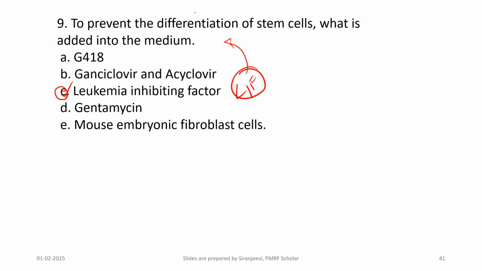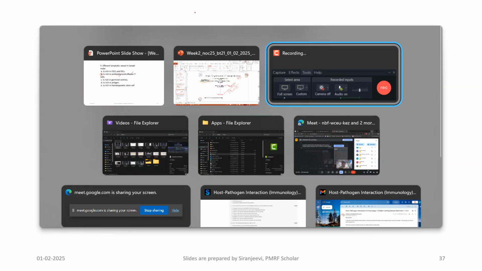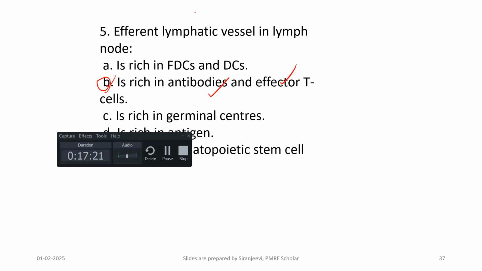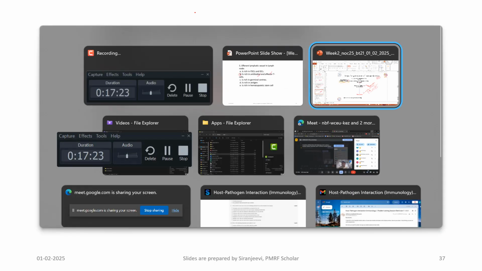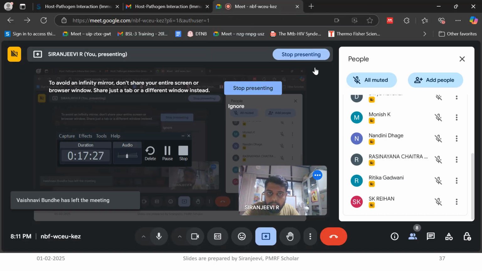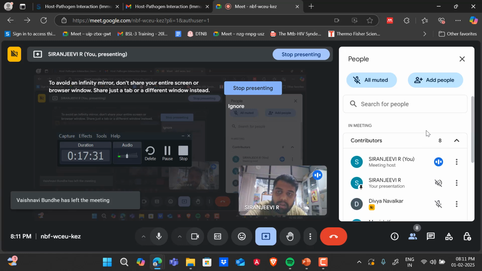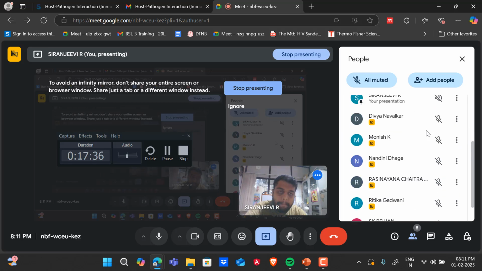Understood? Okay, sir. Do you have any other doubts? No, sir. No doubt. What about others? If you have any other doubt, not only related to this lecture, if you want to ask other doubts also, you can ask. So that is what I have for the day.